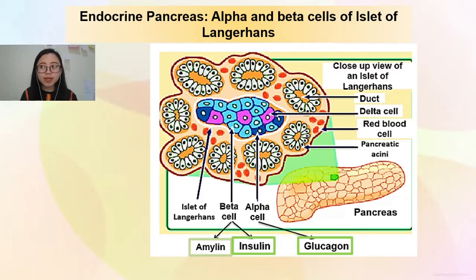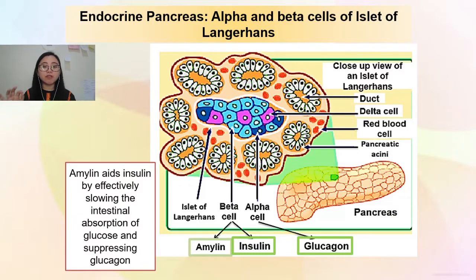Amylin, we focus on a little bit less because the function of amylin is to aid insulin by effectively slowing the intestinal absorption of glucose and suppressing glucagon. Fungsi amylin, dia lebih kepada macam support lah. Dia akan melambatkan penyerapan glukos dalam usus and suppresses glucagon.